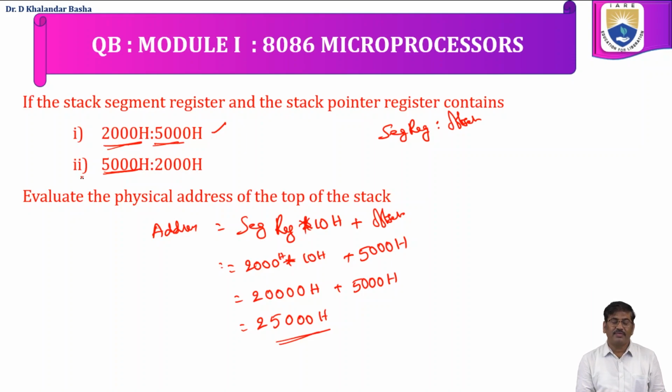The second one, where the segment register is 5000 and the offset value is 2000. We can evaluate the 20-bit physical address as 5000H multiplied by 10H, to which we add the offset value, which is 2000H.